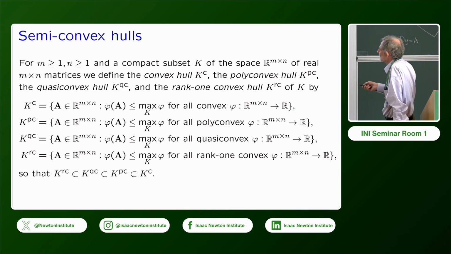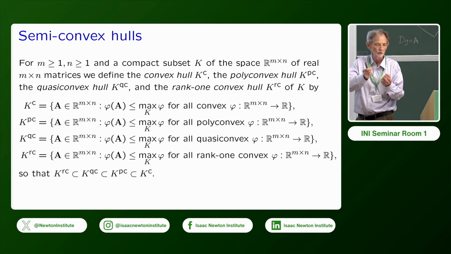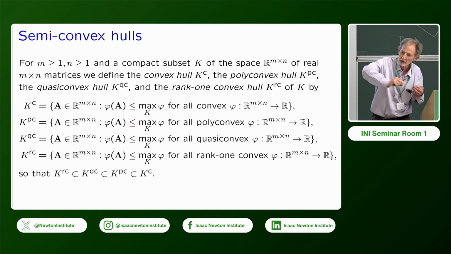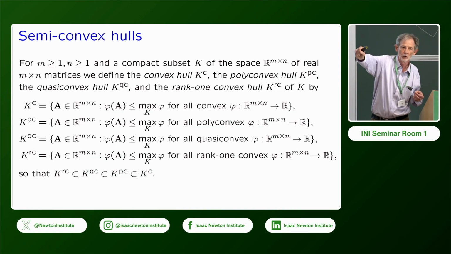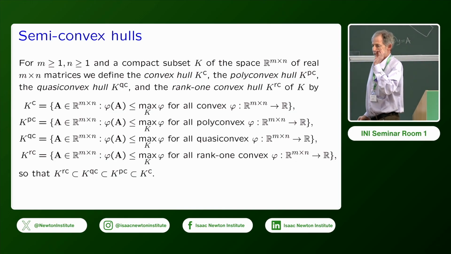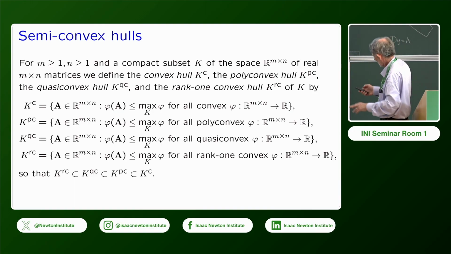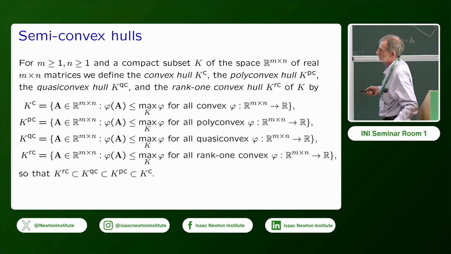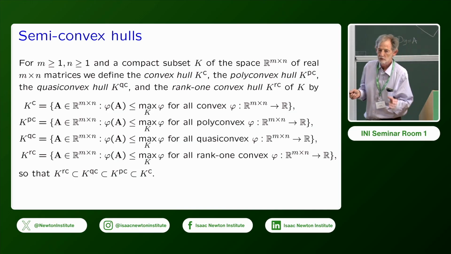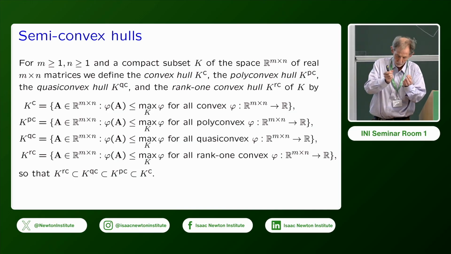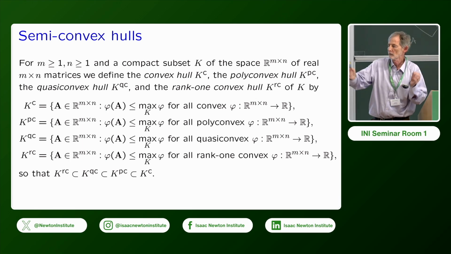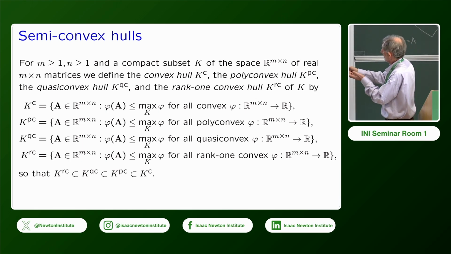Now let's go to the rank 1 convex hull, the next easiest one to explain. It's exactly the same, except that you replace convex functions by rank 1 convex functions. And rank 1 convex functions are ones which are convex in the directions of matrices of rank 1. Now, what about polyconvexity? Polyconvex functions are ones which are convex functions of the minors of the matrix. It's the same thing, except now you replace phi by polyconvex phi.